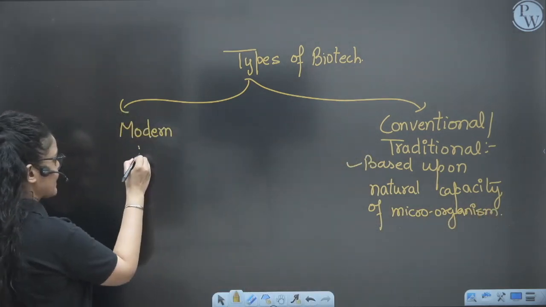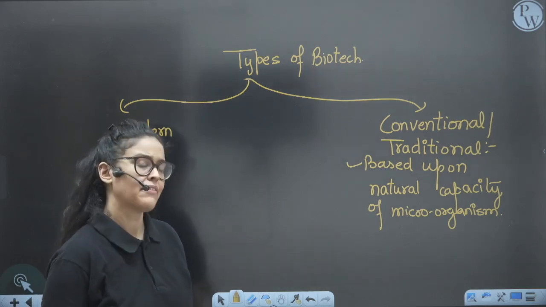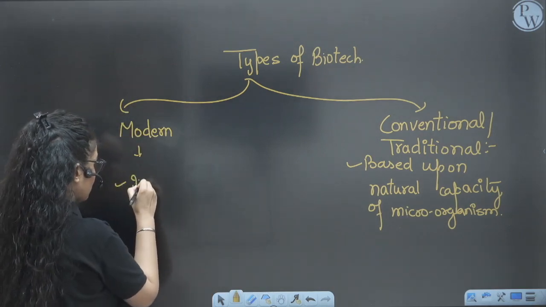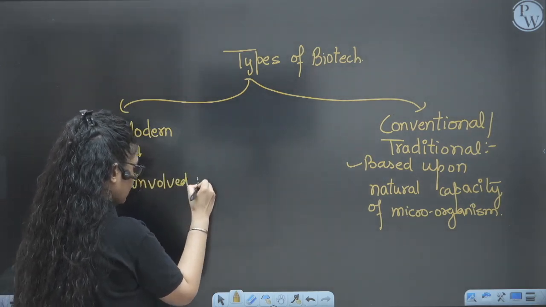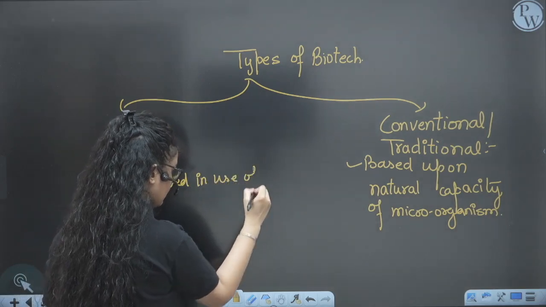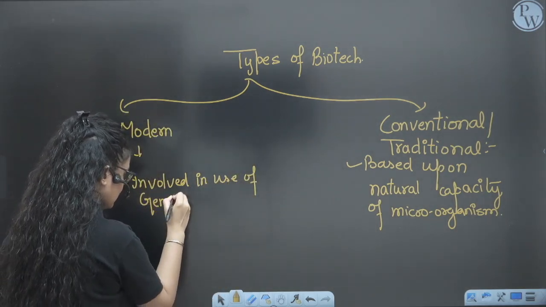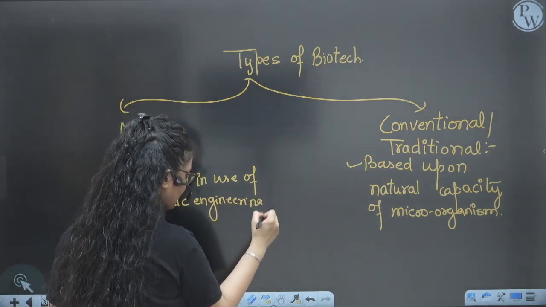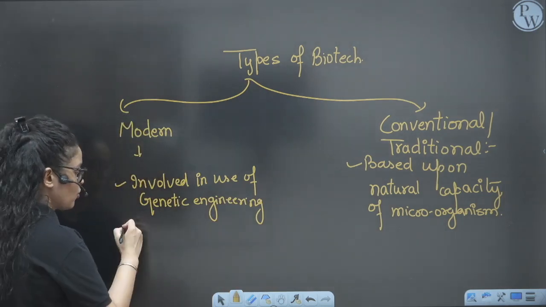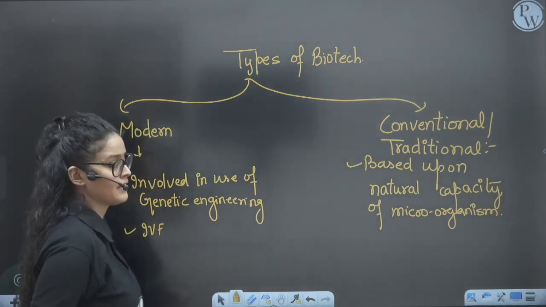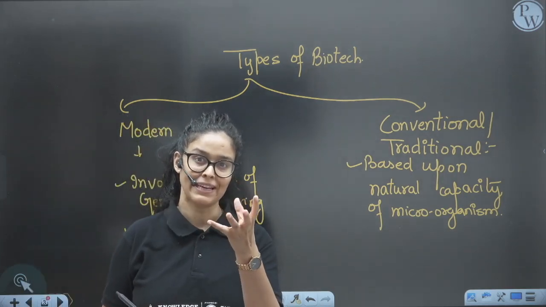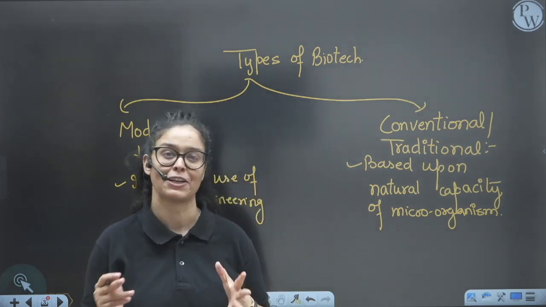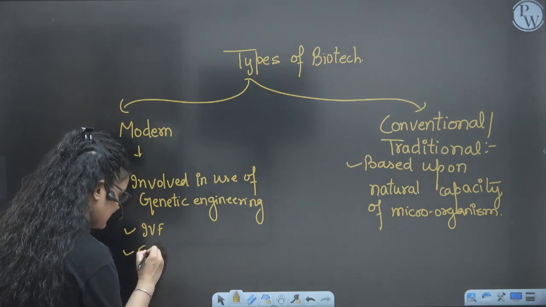But in modern biotechnology, we are using their gene, and we'll see what we will do with that gene, right? So this technique involves the use of genetic engineering. And where do we use this field? We use it in in vitro fertilization. In vitro fertilization, the test tube baby in reproductive health, that process also requires the knowledge and technique of biotechnology or genetic engineering, right?